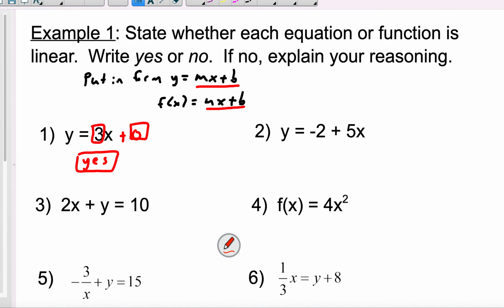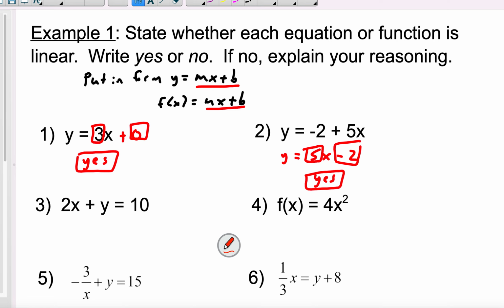What about this next one here, y equals negative 2 plus 5x? Well, it doesn't look exactly like y equals mx plus b, but I could rearrange this and say 5x minus 2. So now I could definitely say, oh yeah, my slope here is 5 and my y-intercept is negative 2, and I just have an x to the first in there. So yes, this is also linear.